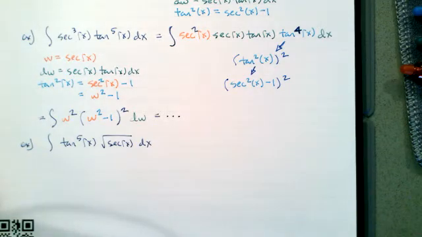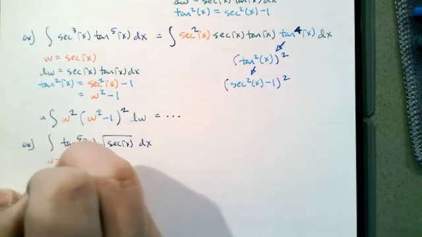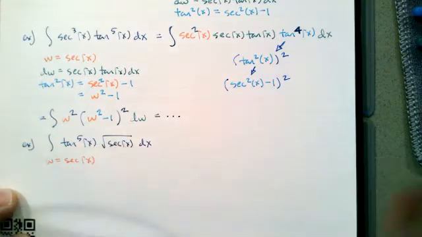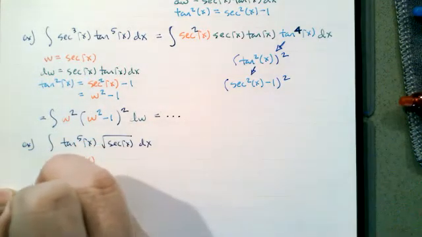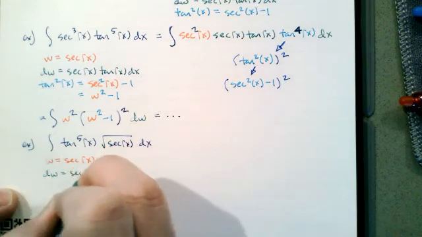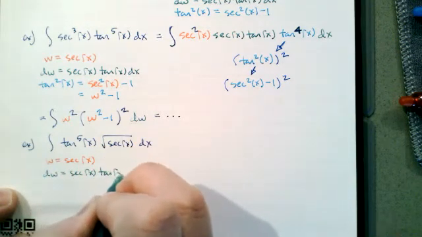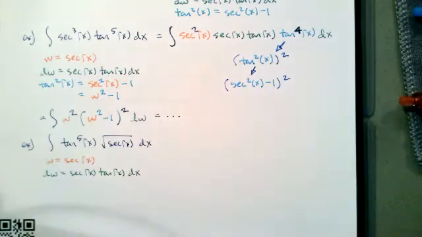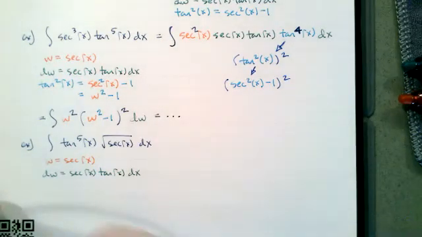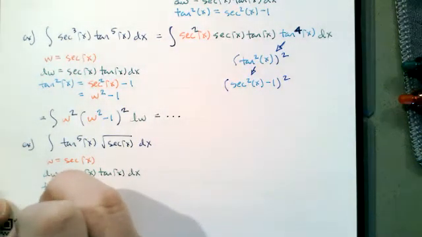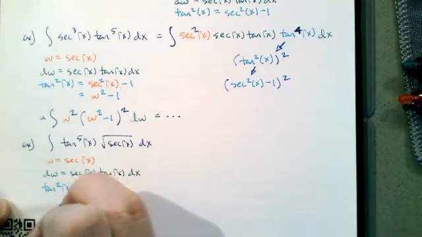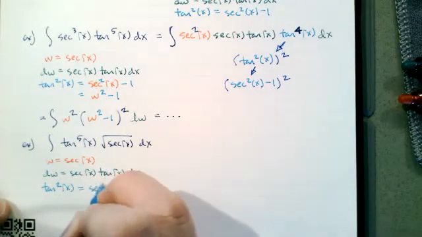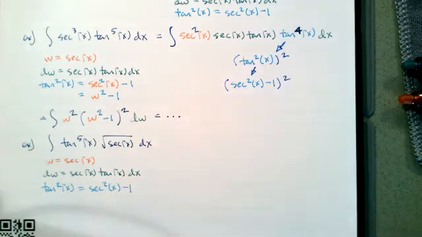So in this case, this might even call us out to do secant because it's in that square root. If I make the substitution, w equals secant x, and that would require a dw of secant x tangent x. And then the tangent squareds, this is the restriction. The tangent squareds will become secant squared minus 1. That's the real restriction.